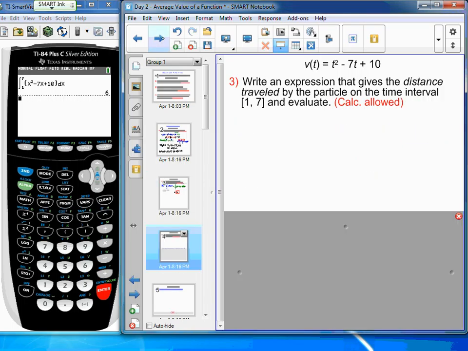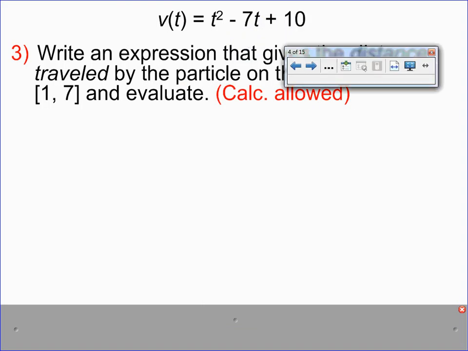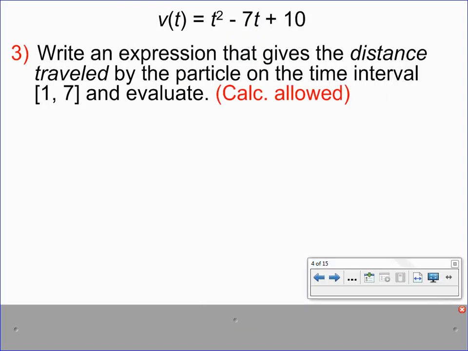Contrast that with distance traveled. How is distance traveled going to be different than displacement? Well, distance traveled takes into account that sometimes when a particle is moving to the right, sometimes it's moving to the left, but all the time that distance traveled is going to be counted as a positive. We're going to count that change and get the total distance traveled over the time interval. So if this is calculator allowed, this is a super easy question too. We'll simply integrate the absolute value of velocity so that any negative portion of the graph is flipped over the x-axis, any positive portion remains above the x-axis, and I count all of that as a positive contribution. That's it.